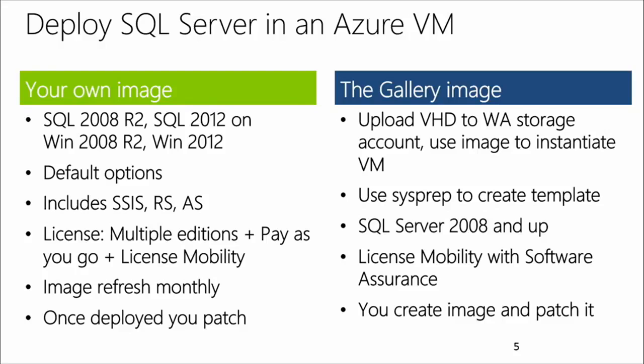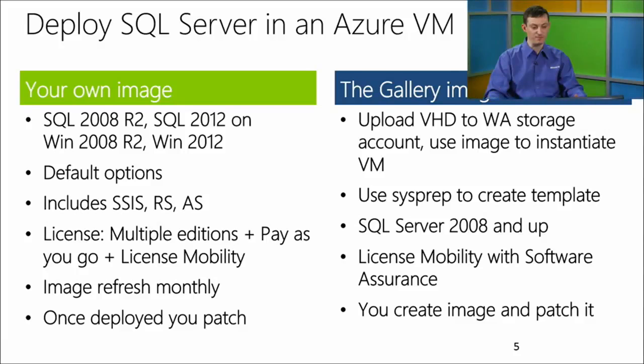In terms of licensing, for a gallery image, you have a choice of paying as you go, and there are multiple editions available as pay-as-you-go options. And you can use your license mobility right if you have an enterprise agreement with SA with us. For your own image, you only have the option of moving your license to the cloud. This means that you need to utilize your license mobility right.